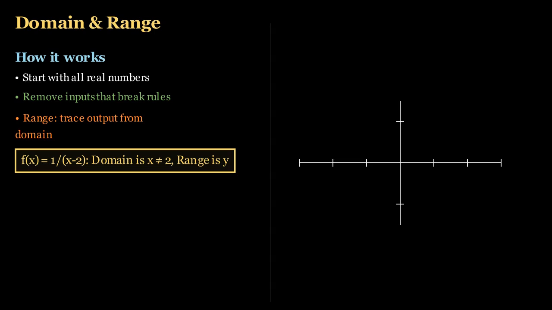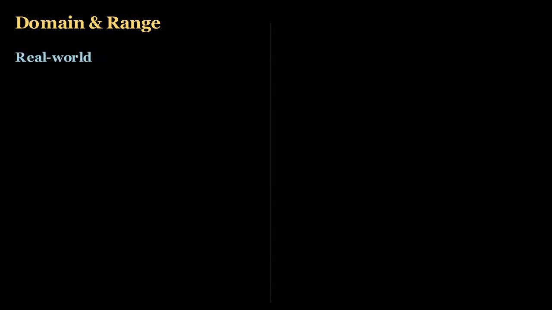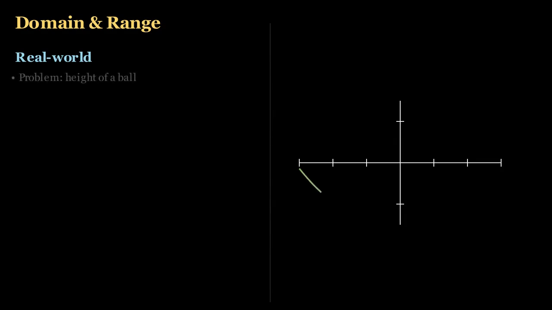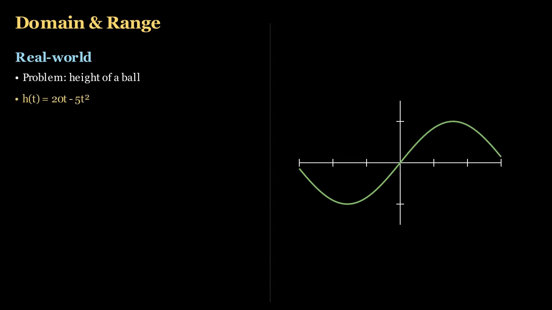The ball hits the ground when the height is 0 again. We solve 20t minus 5t squared equals 0. Factor out 5t to get 5t times the quantity 4 minus t equals 0. This gives t equals 0, the start, and t equals 4, when it lands. So the domain is t between 0 and 4 seconds, inclusive.